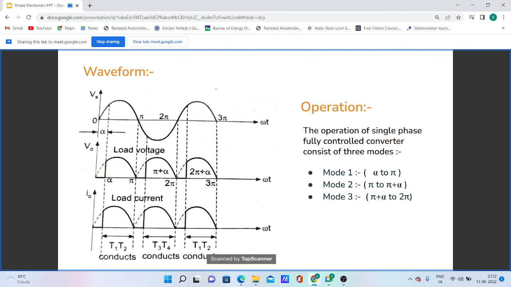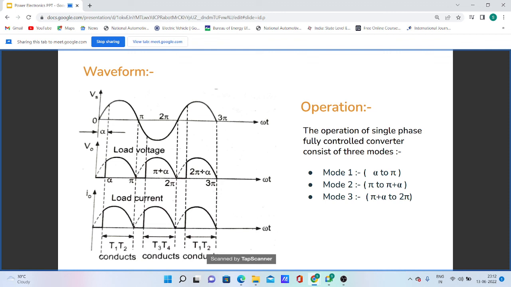The operation of single phase fully controlled converter consists of three modes: mode 1, which is from alpha to pi, mode 2, which is from pi to pi plus alpha, and mode 3, which is from pi plus alpha to 2 pi. Now we will see about mode 1, which is from alpha to pi.